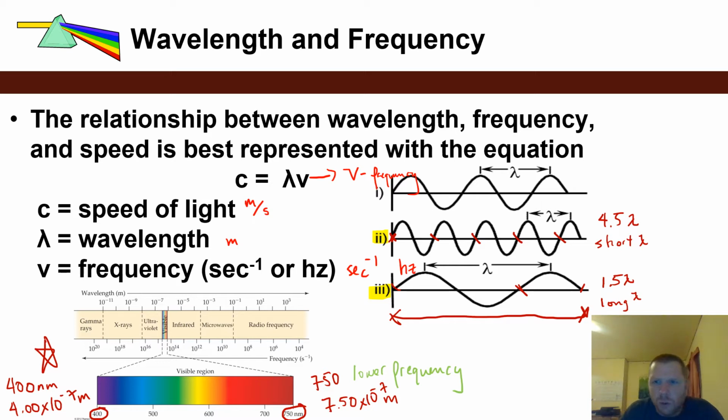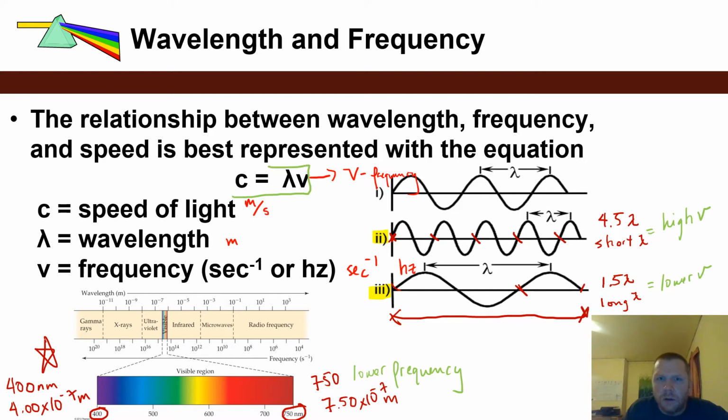So a shorter wavelength is equal to a high frequency, and a long wavelength is equal to a lower frequency.